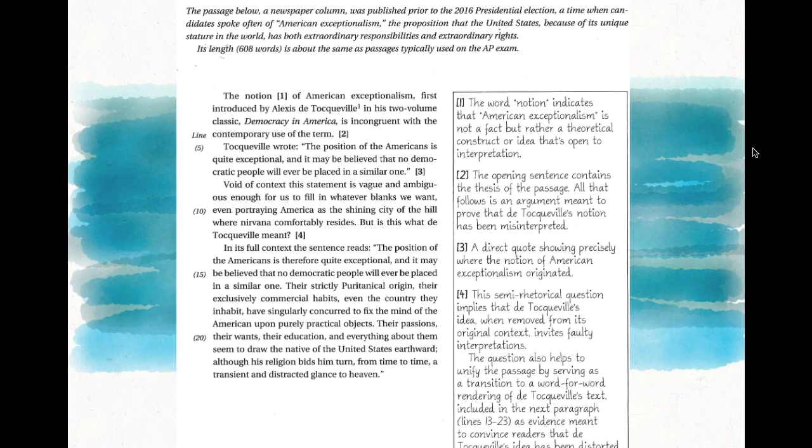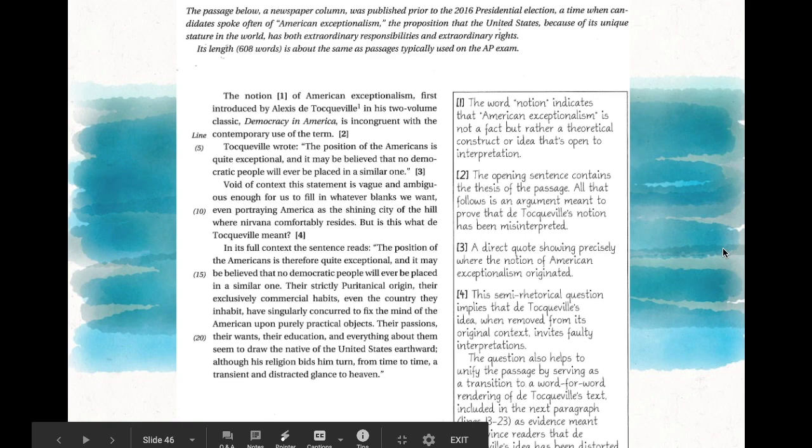Here's another one now. The passage below, a newspaper column, was published prior to the 2016 presidential election, a time when candidates spoke often of American exceptionalism: the proposition that the United States, because of its unique status in the world, has both extraordinary responsibilities and extraordinary rights. You guys have lived through this election. You might have been too young to really remember much of it, but this should sound familiar to you. Its length is about the same as the passages usually on the AP exam. This is about how long it'll be.